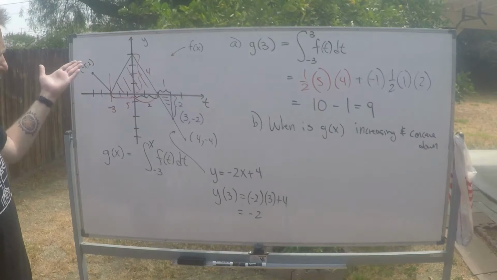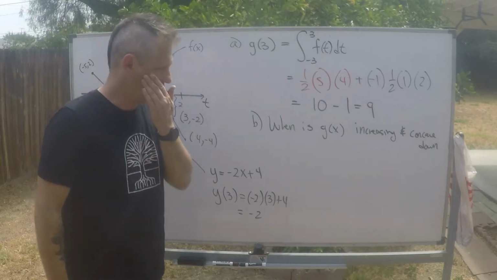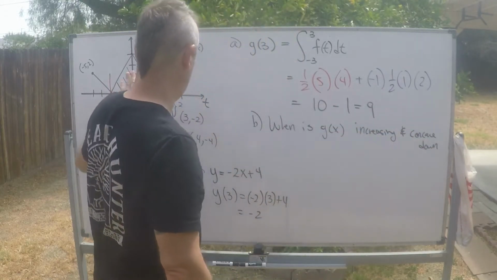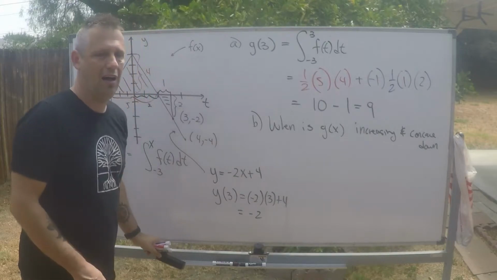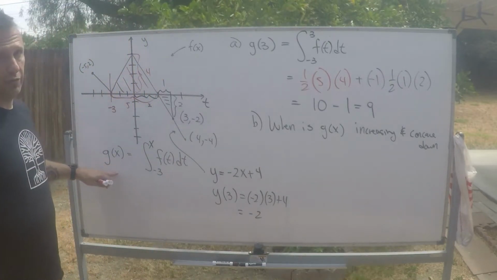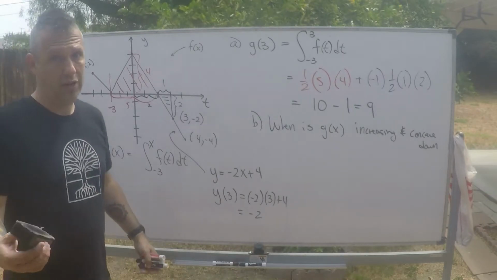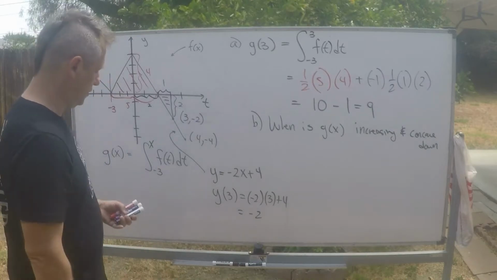Now, unfortunately, we do not have the graph of g. We have the graph of f, and it is tempting to try to answer these questions using f, but we have to be very careful not to do so. The graph of g is something totally different. Now, I could try to draw the graph of g, but it would be a bit of a waste of time. I think there's a faster way to do this.